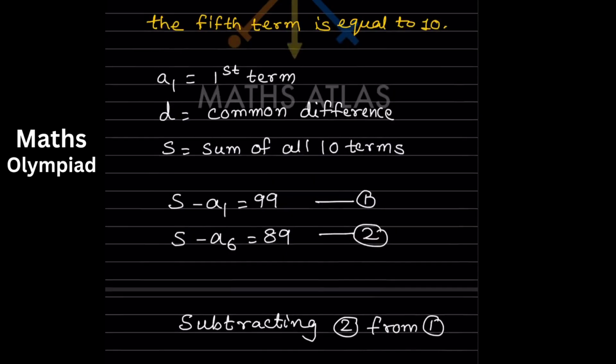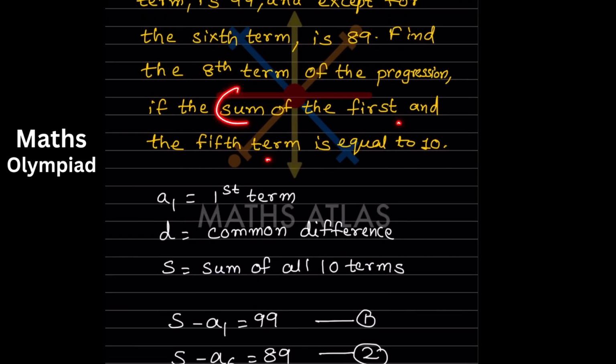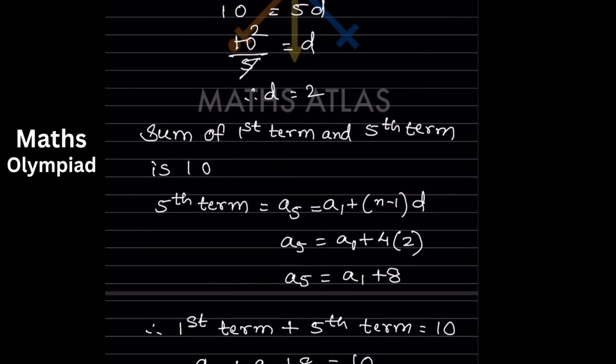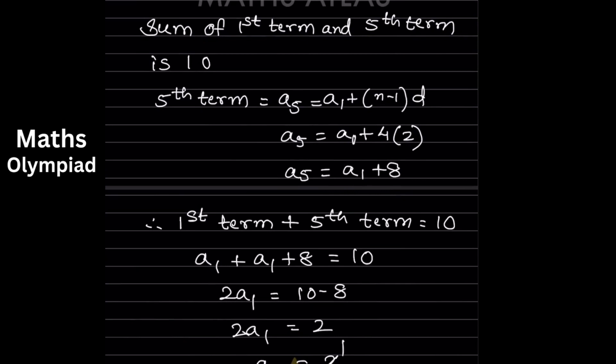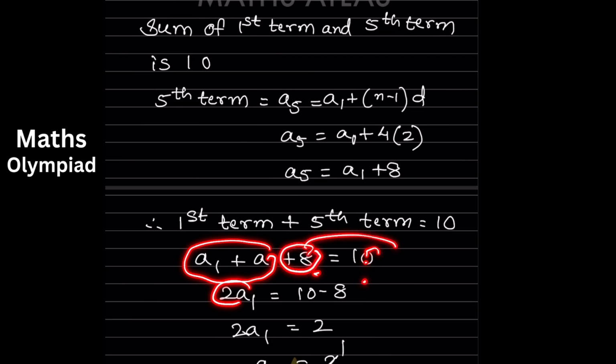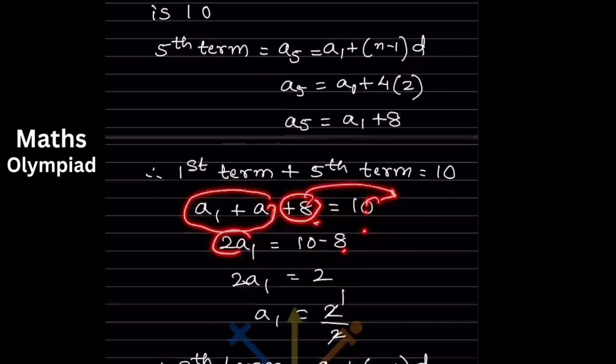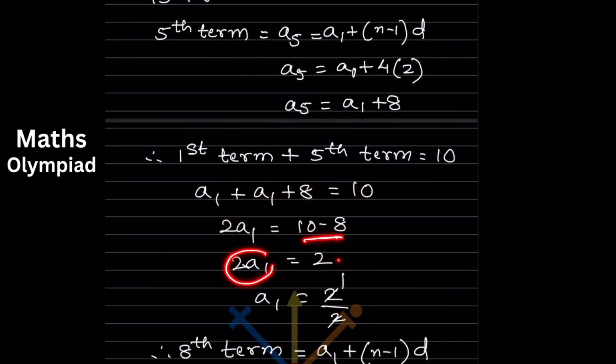Now what did they ask here? The sum of the first and the fifth term is given as 10. So first term plus fifth term is 10. The first term is A1, and the fifth term is A1 plus 8. So in place of the fifth term, we put A1 plus 8, and that is 10. Now this is 2A1, and 10 is on the right hand side. If we put 8 on the right hand side, it is going to be minus 8. So 2A1 is 2. So A1 is 2 divided by 2, which is 1. So we got the first term as 1.